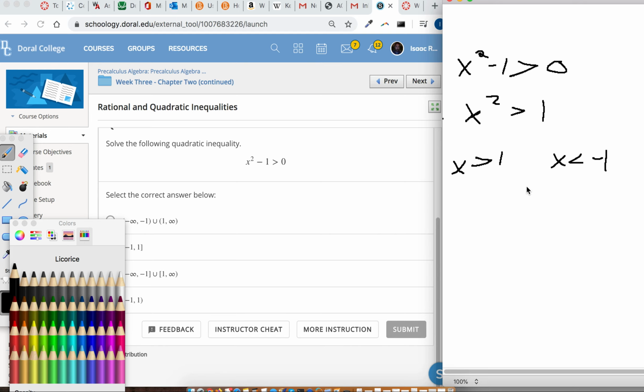So in other words, you take a square root to finish solving, get x is greater than 1, and then you also have to consider the negative answer. So that means you also have to switch the inequality symbol.